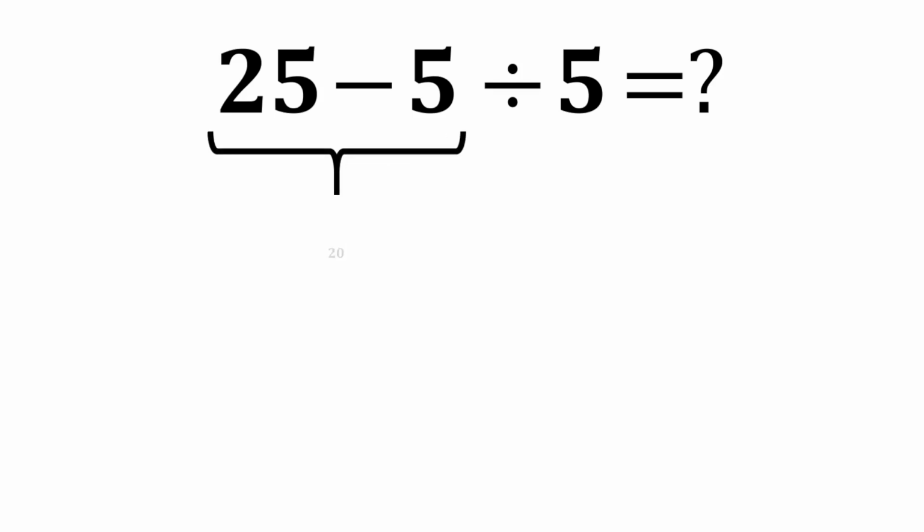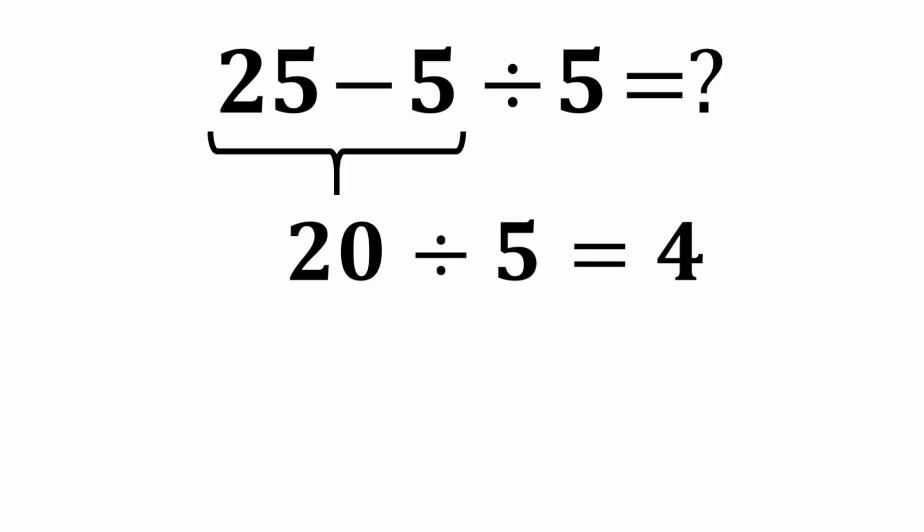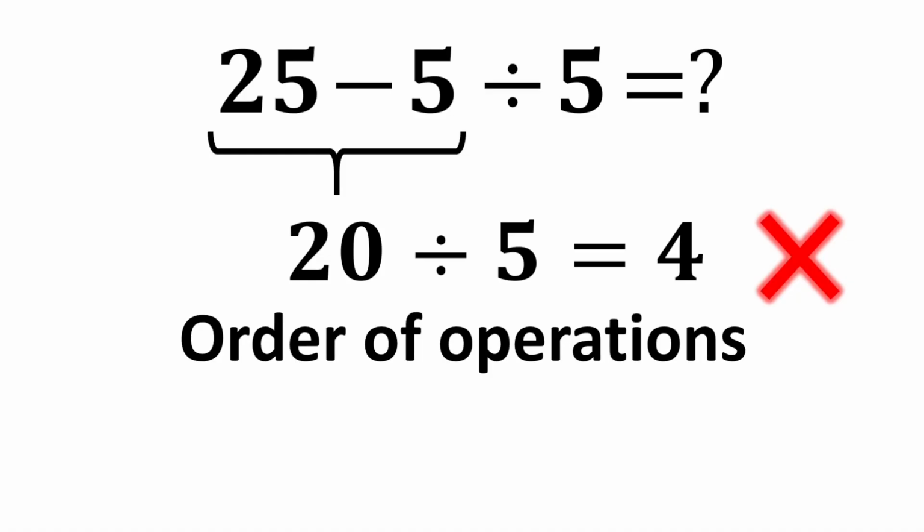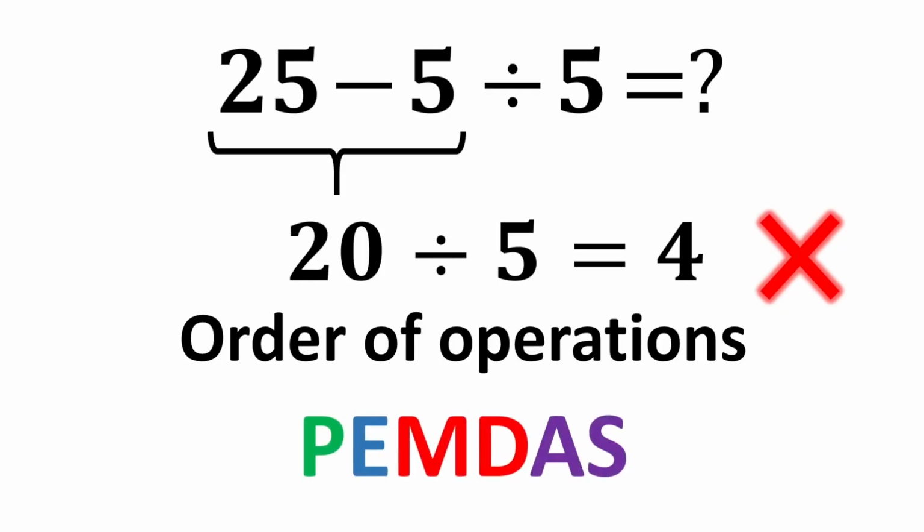25 minus 5 equals 20. Then, 20 divided by 5 equals 4. But this answer is not correct, because we did not follow the order of operations, which is one of the most important rules in mathematics. The order of operations is commonly known as PEMDAS.